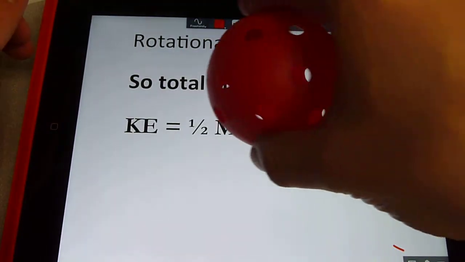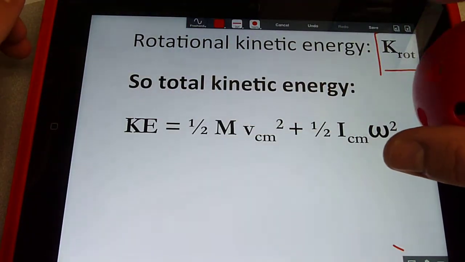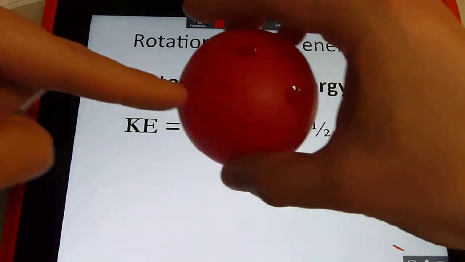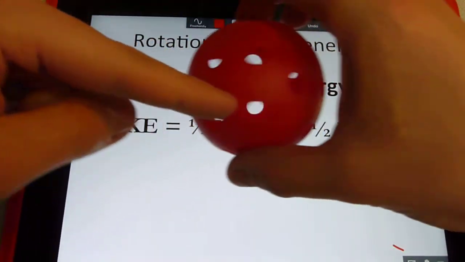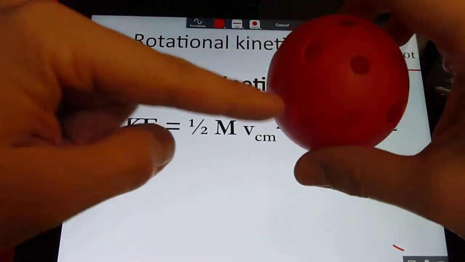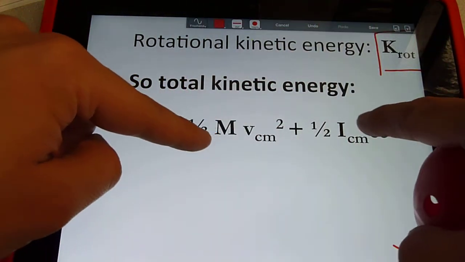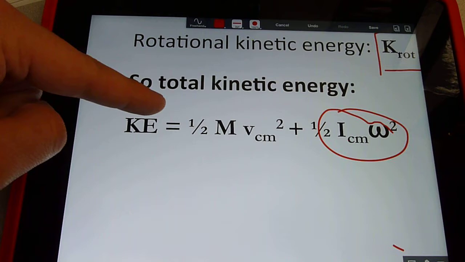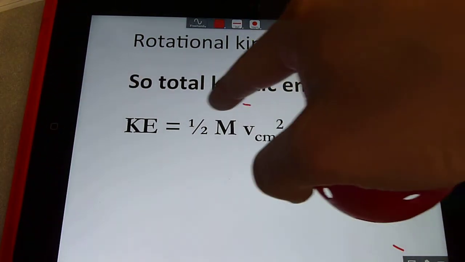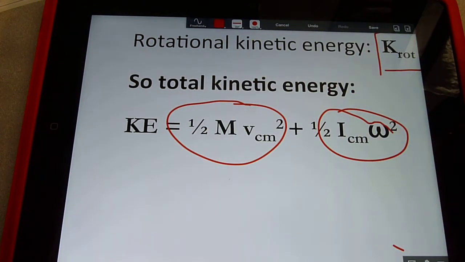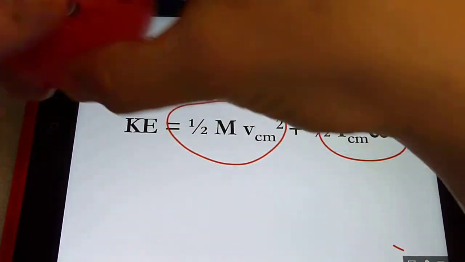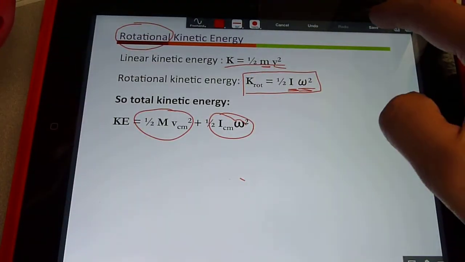But this has also got to be true of things that are rolling, doesn't it? Because I am moving my center of mass here in this case from right to left, but I am also rotating about my center of mass. So I have 1/2 times my moment of inertia times my angular velocity squared, my rotational kinetic energy, plus 1/2 mv squared for the object's center of mass moving linearly.